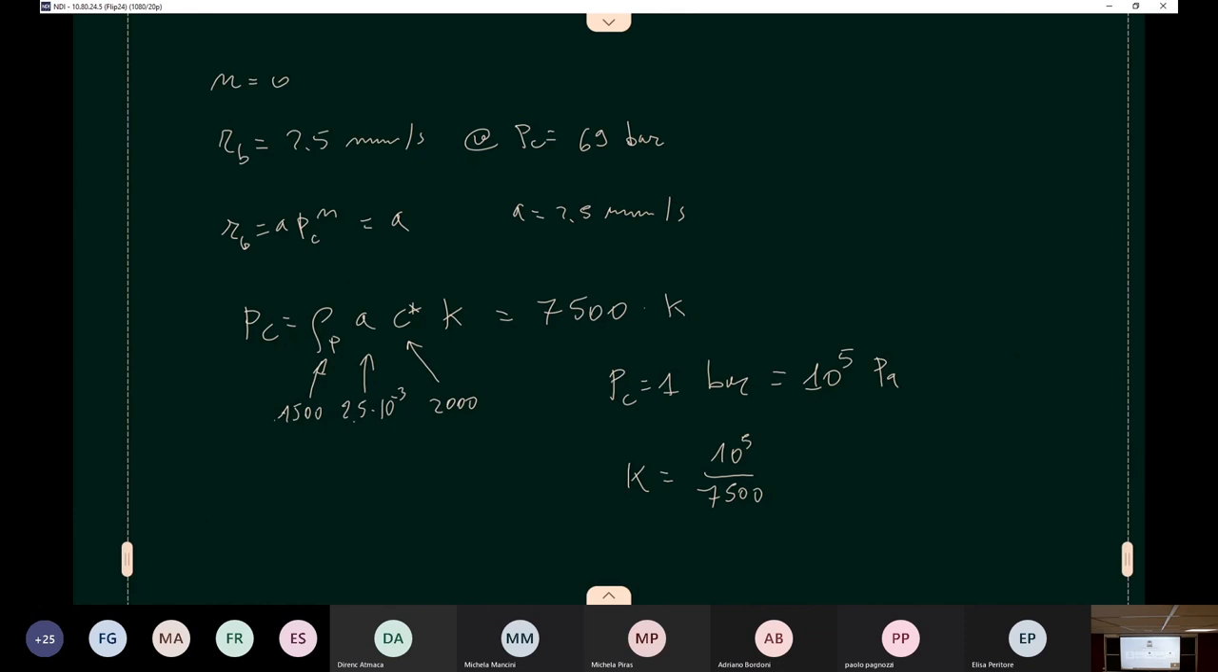Here you see that this Clemon should be, let's say, something more than 10, because of course 10 to the 5 divided by 10,000 would be 10. So here would be something more, I think it should be 13, if I'm not wrong. And so you see that just to have one bar, we need at least a burning surface which is 10 times the throat area. If you would like to go towards higher chamber pressure, let's say 10 bar, you should have more than 100.